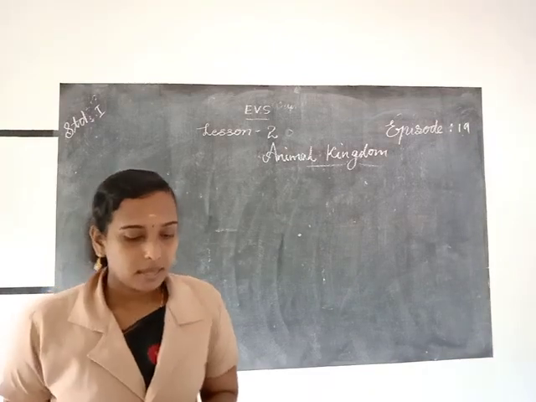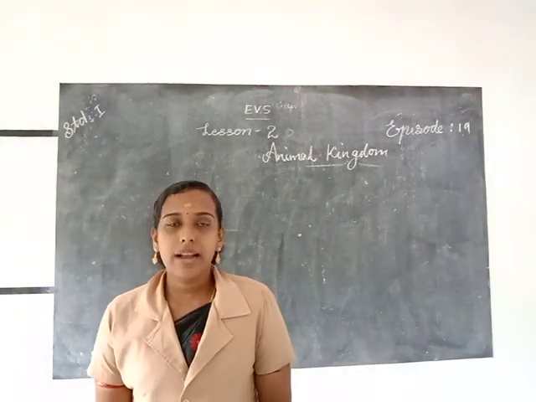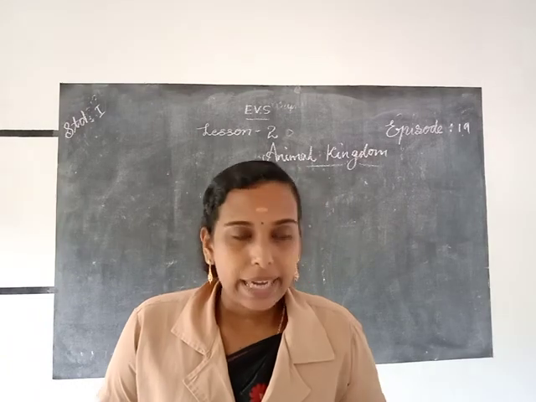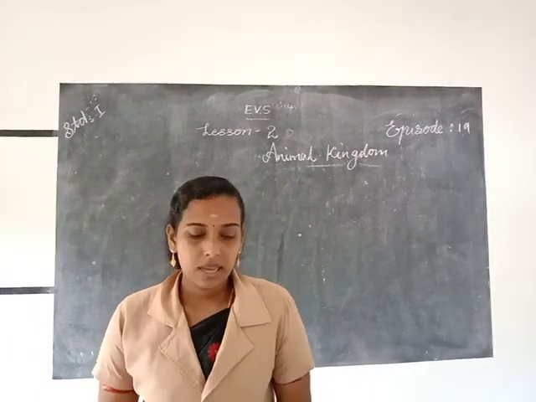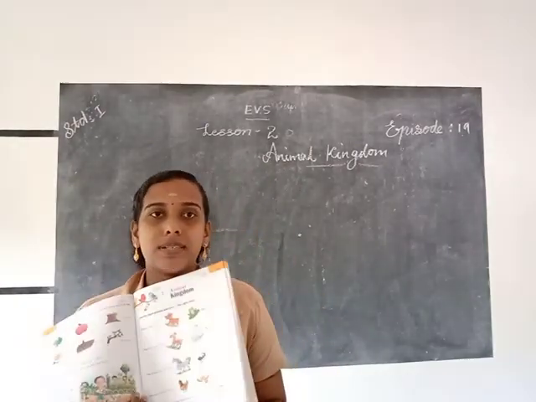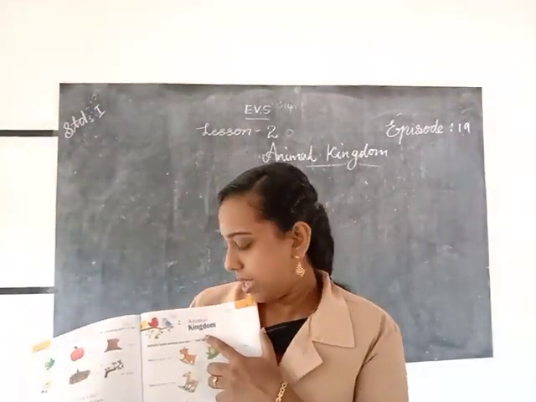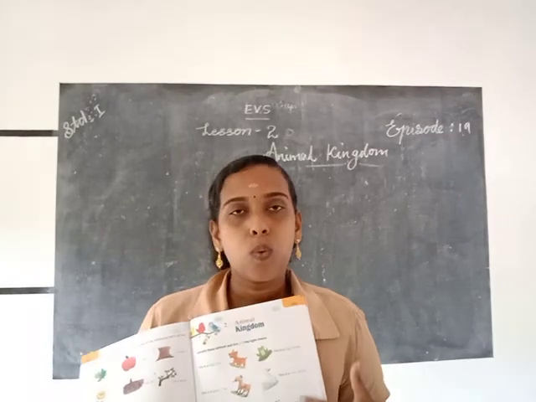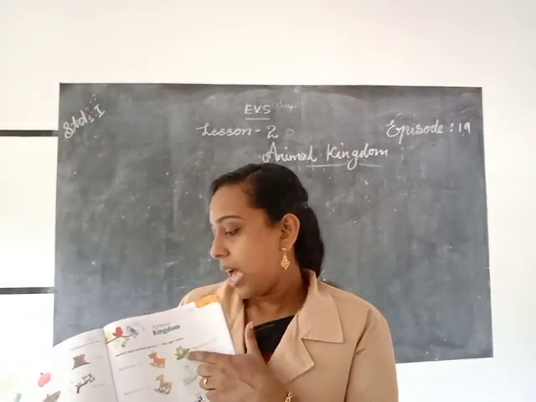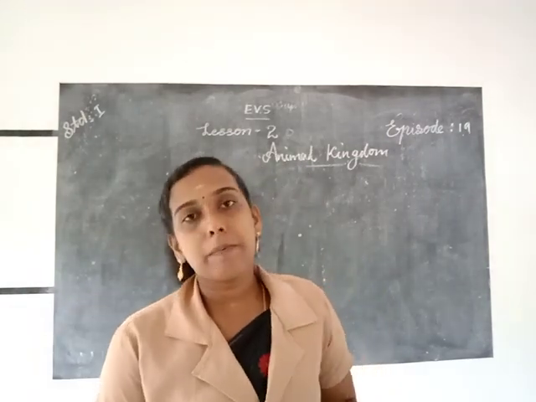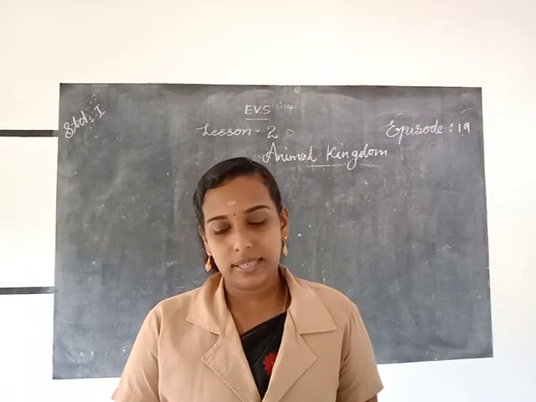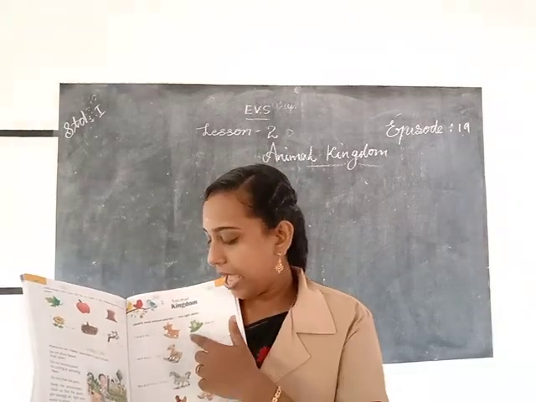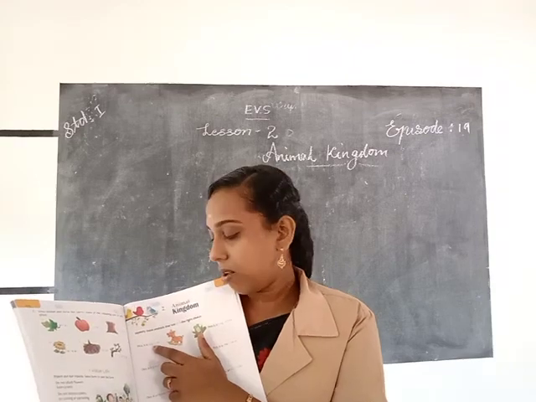So let's start. In your textbook, page number 111, there is a warm-up section. Take your textbook and open page number 111, and here is your second chapter, Animal Kingdom. K-I-N-G-D-O-M, Kingdom, Animal Kingdom. Here is your warm-up section. The question is: identify these animals and take the right choice. Pictures of some animals are given. We want to identify the animals and take the correct option given here.